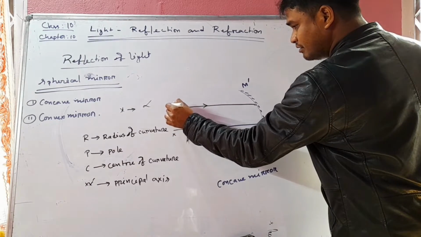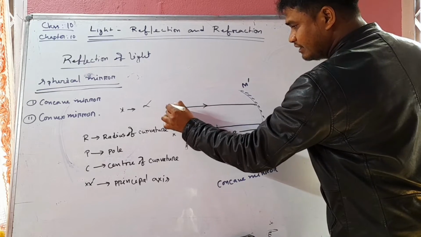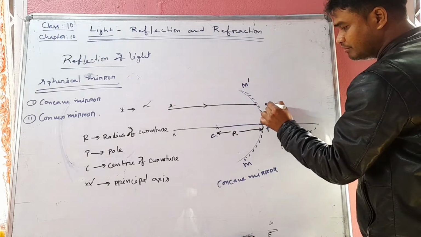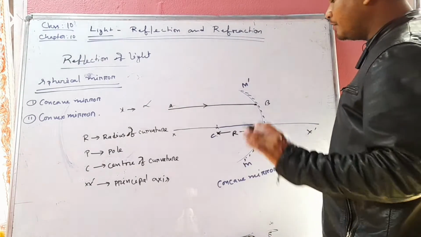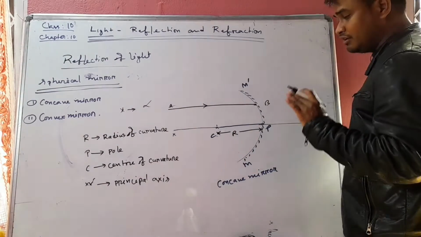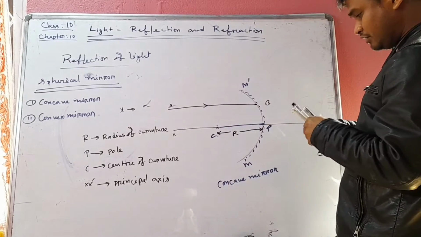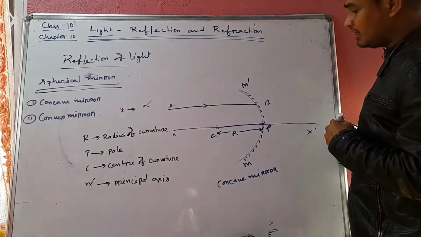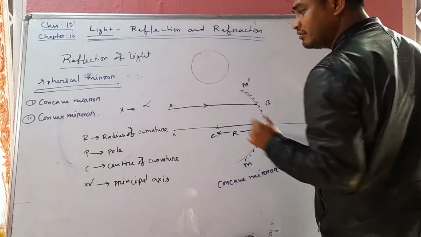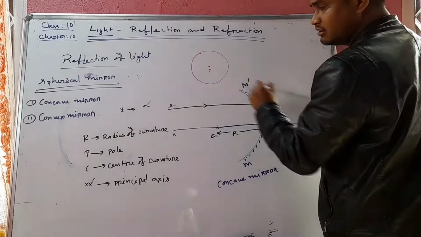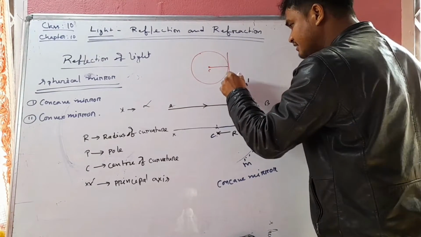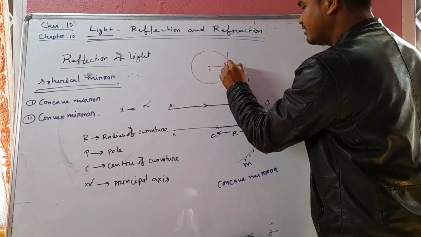Let us consider A. From A the ray is incident on point B. Now, what will be the direction of the reflected ray? To minimize this confusion, we draw a perpendicular at point B. So how can we draw a perpendicular? If this is a sphere, this is the center, this is the radius. If we draw a tangent here, then this is 90 degrees.